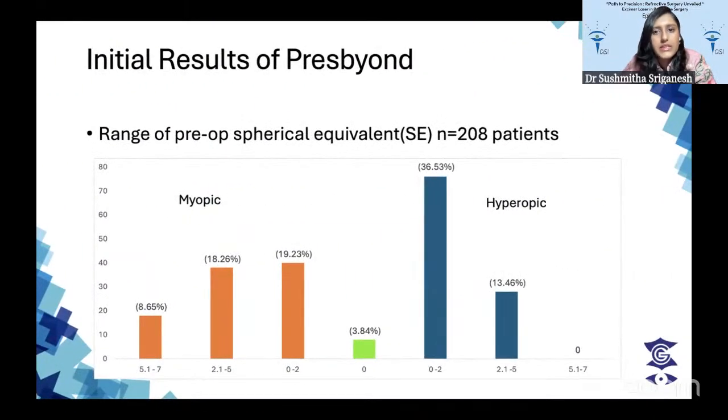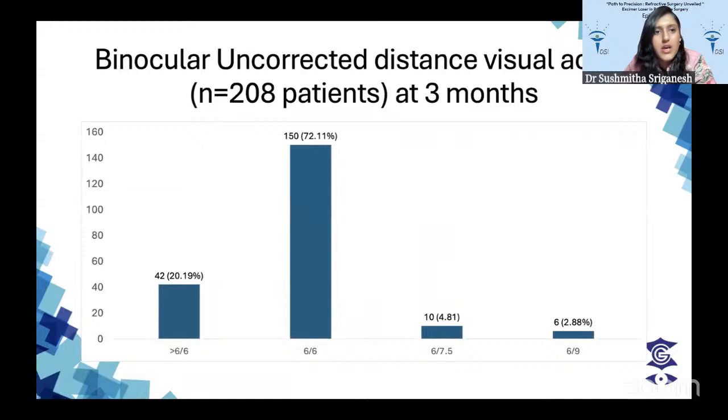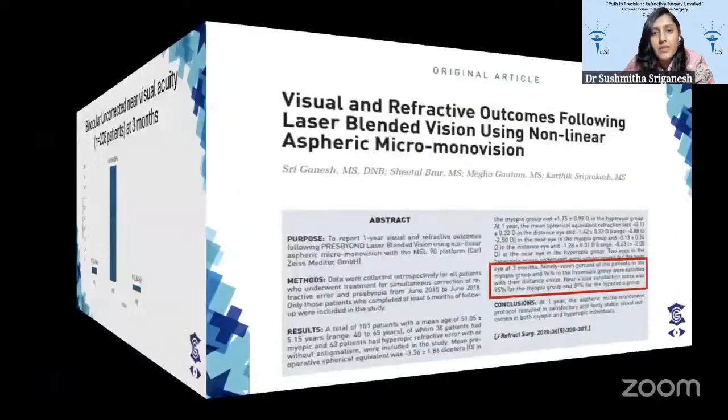In our center, we did a study on 208 patients to see our initial results of Presbyon. We took both extremes, hyperopic as well as myopic. These were our results at the end of 3 months. Binocular uncorrected distance visual acuity was 6/6 or more in more than 92% of the patients, and the rest fell within 6/9. And binocular uncorrected near visual acuity at 3 months was N6 or more in 96% of the patients, and the rest was around N8.